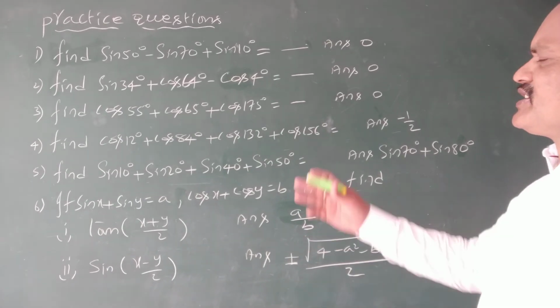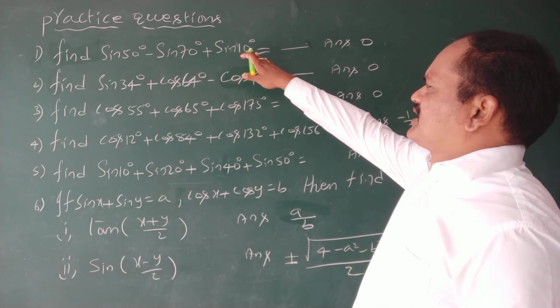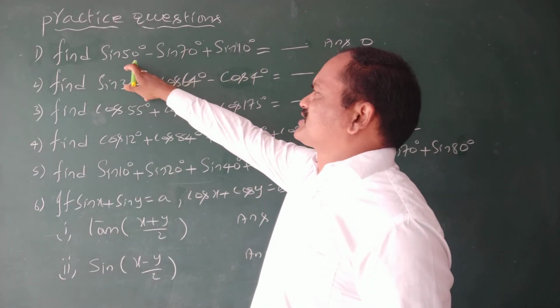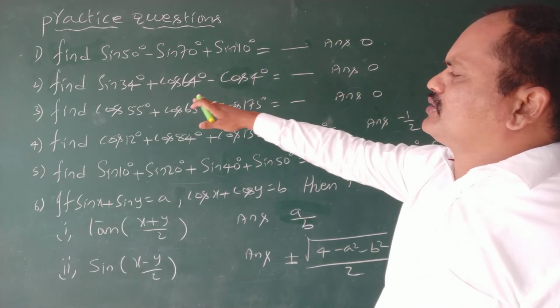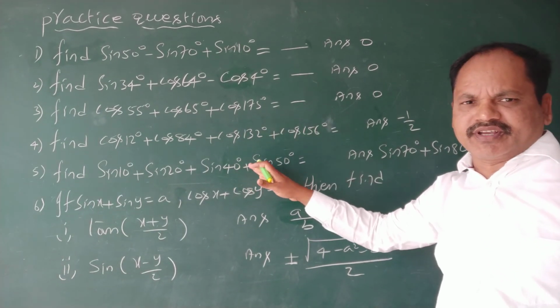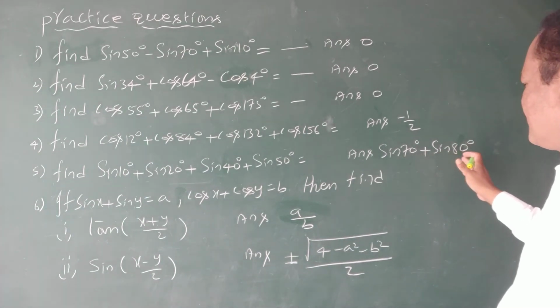Now practice these questions. Find sin 50 minus sin 70 plus sin 10 degrees is equal to. This can be written as sin(60 − 10), sin(60 + 10), sin 10. So according to the formula we get 0. Here also this one is the same, this one is the same. So for this one also the same. We have to prove that the RHS is sin 70 plus sin 80.